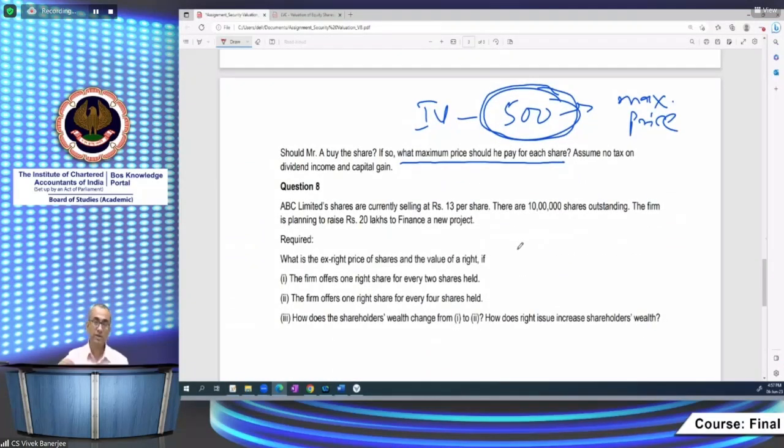It is based upon the valuation of right shares. I have taken a brief example on how to value these right shares. Let us take this question and try to understand it first, and then we will solve it. Let us see what is given in the question.